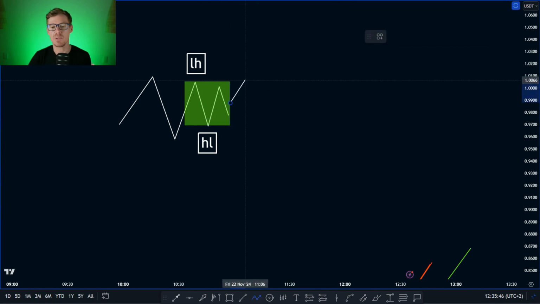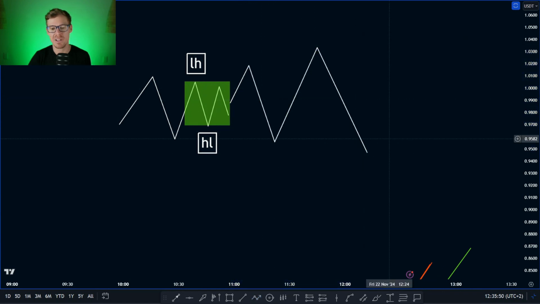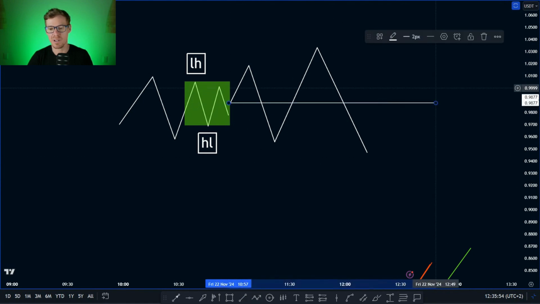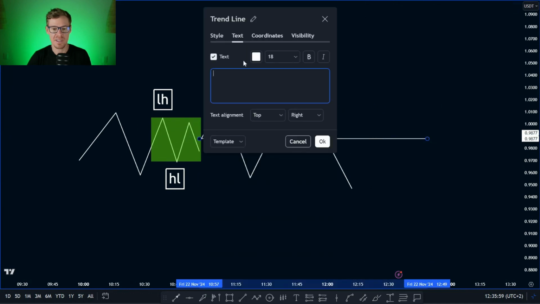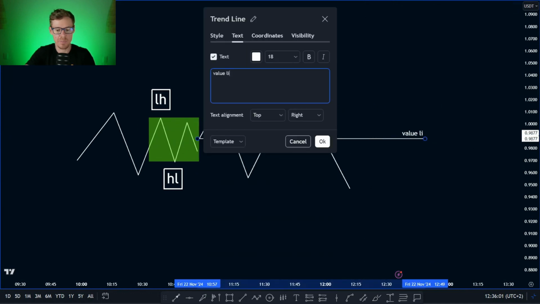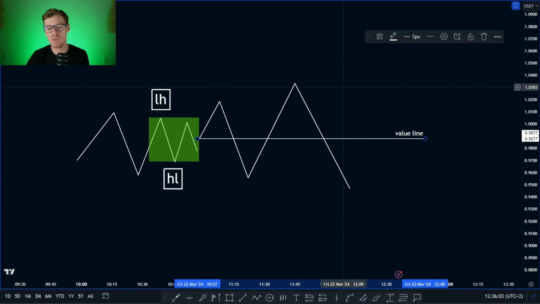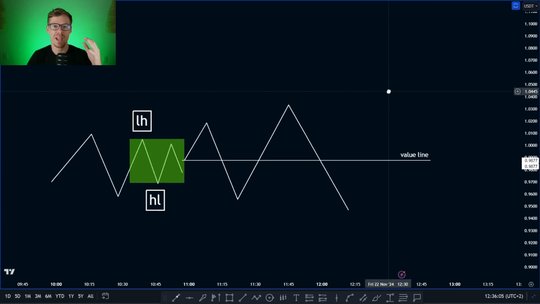Once you understand contraction, you draw a box around it, and then all you do is you wait for price to break out the top of the box and the bottom of the box, and then you know expansion has started, and you can draw a line out the center of that box. Now you have an all-important value line. This value line is super important because it lets you know where's the best place to enter long positions.